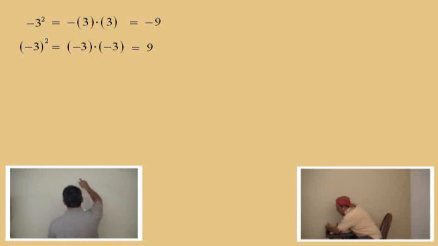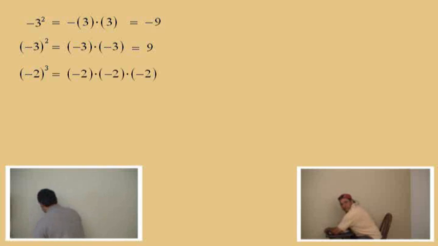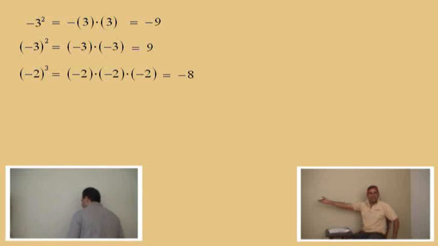Next problem. Here we have negative 2 cubed. Negative 2 is our base, and our exponent is 3. What does that mean, Charlie? Negative 2 times negative 2 times negative 2. That's right. And what is negative 2 times negative 2 times negative 2? Negative 8. You better be right. And that's correct.